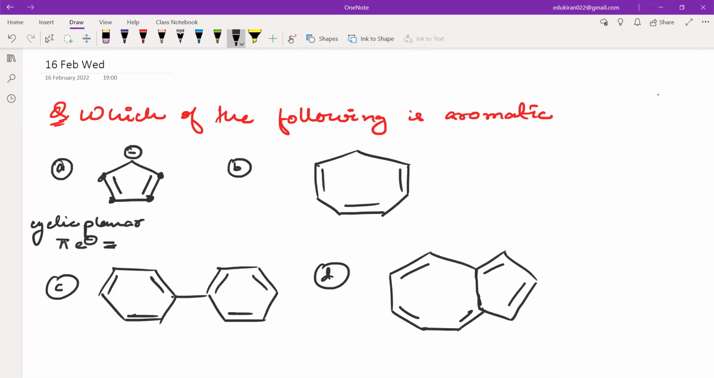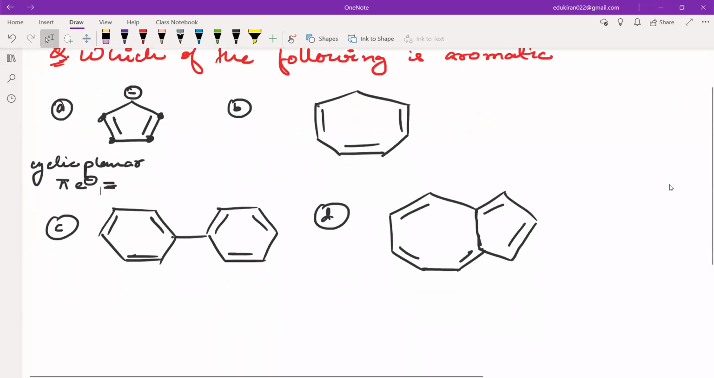Did you guys write the notes? Did you guys complete the notes? Yes, sir. Okay, then tell me now, how many pi electrons are there? Four. Okay, so you are just seeing the pi bonds, right? You are just seeing the pi bonds. But if you make the structure like this now, see.